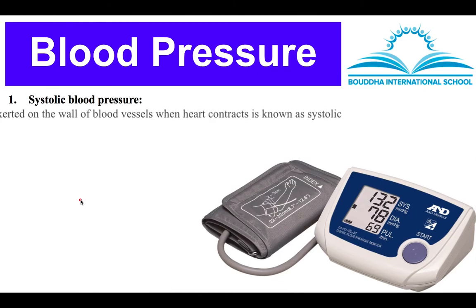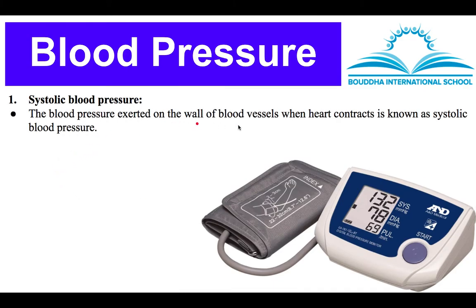So that is what systolic blood pressure is, created when the heart contracts. The blood pressure exerted on the wall of the blood vessel when the heart contracts is known as systolic blood pressure. Since this pressure is created during the contraction of the heart, its value is more. For example, we can say 132 and 78.